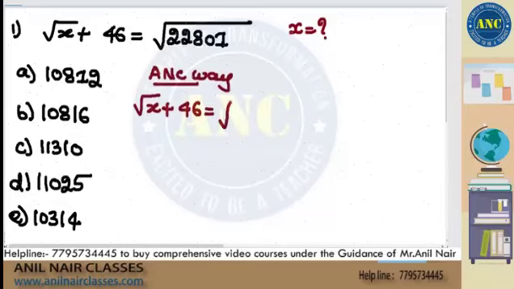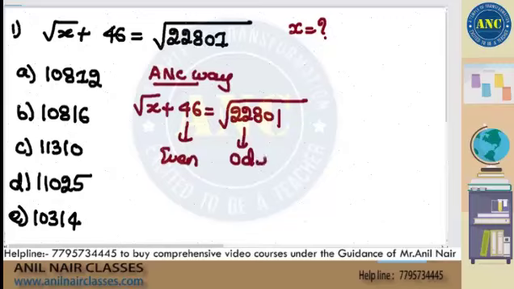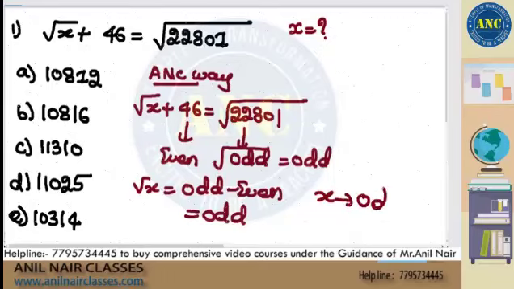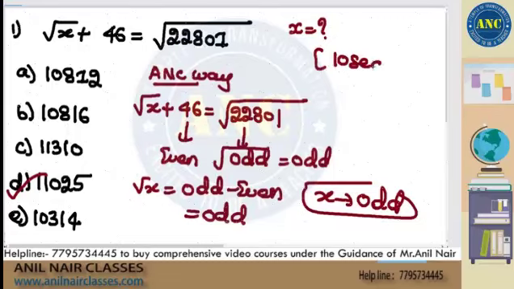Root x plus 46 is a root of 22801. 46 is an even number. 22801 is an odd number. Root of an odd number will always be an odd number. Something plus even is odd. So root x is odd minus even number. Odd minus even number is odd number. So root x is an odd number. X will be an odd number. Answer is 11025. 10 seconds to solve the question.